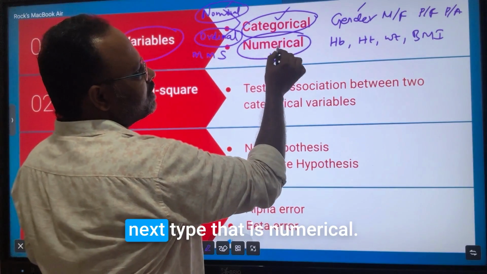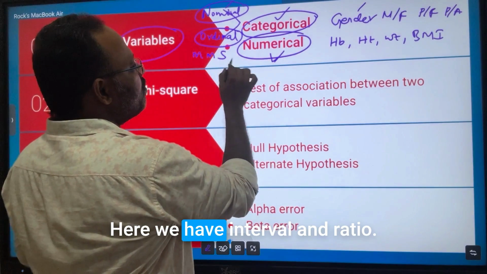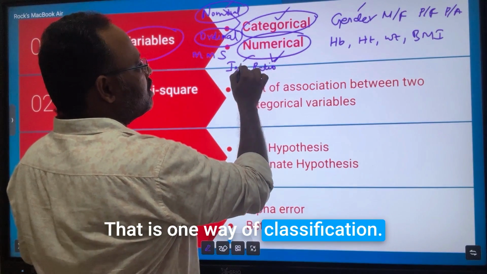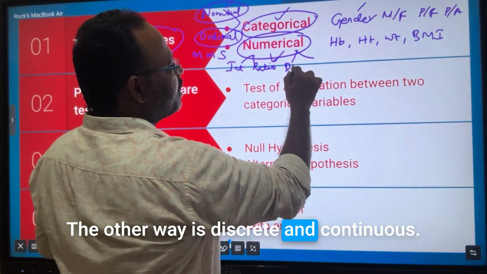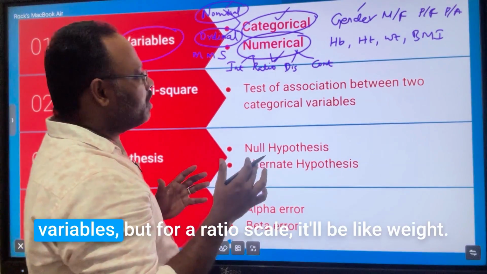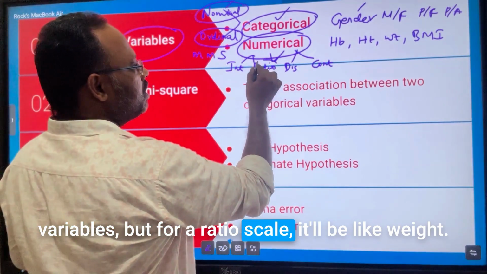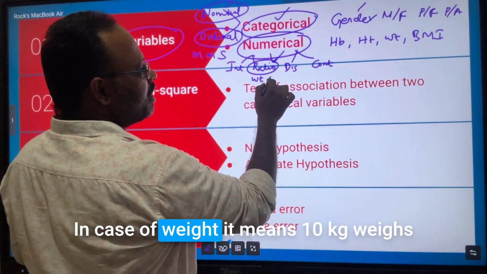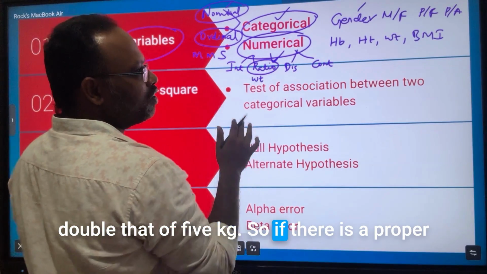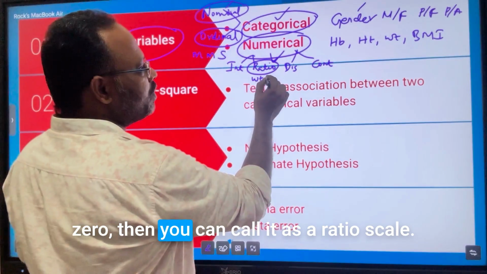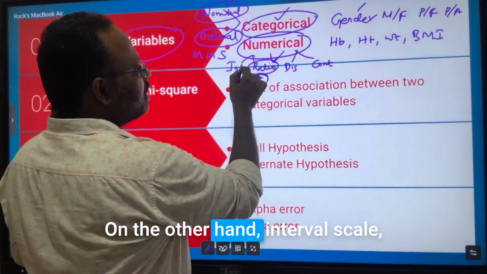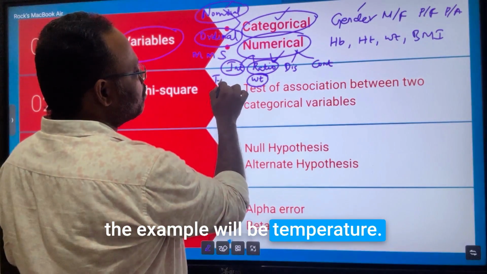Now we move on to the next type, that is numerical. Here we have interval and ratio. That is one way of classification. The other way is discrete and continuous. Interval means there will not be an equal spacing between two values, but a ratio scale will be like weight. In case of weight, 10 kg weighs double that of 5 kg. So if there is a proper zero, then you can call it a ratio scale. Weight and height will be examples. On the other hand, for interval scale, the example will be temperature.